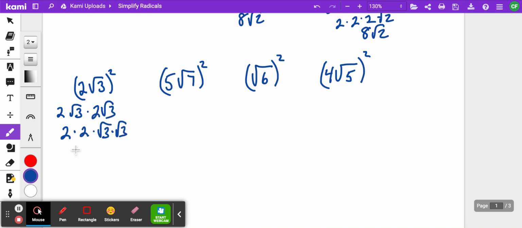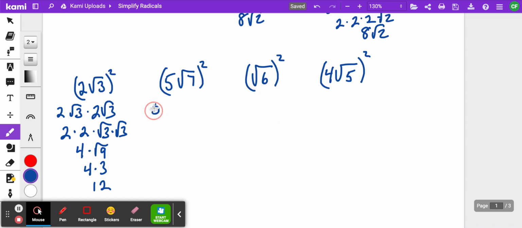Okay, multiply these numbers. 2 times 2 is 4. Root 3 times root 3 is root 9, which is a perfect square, which is 3. So that becomes 4 times 3, which is 12. All right, pause the video and try these guys.